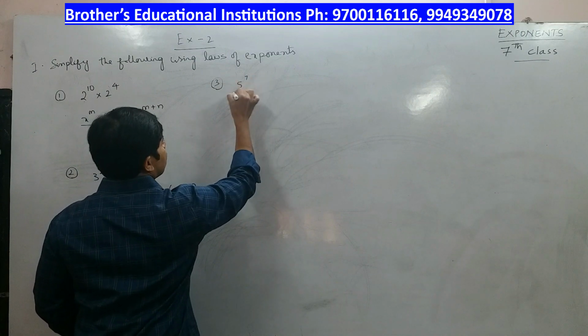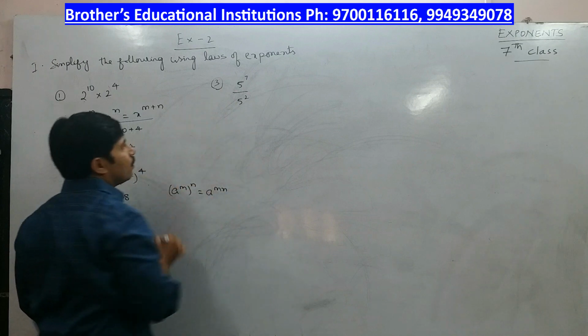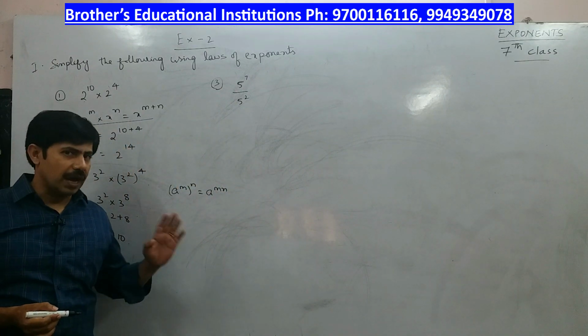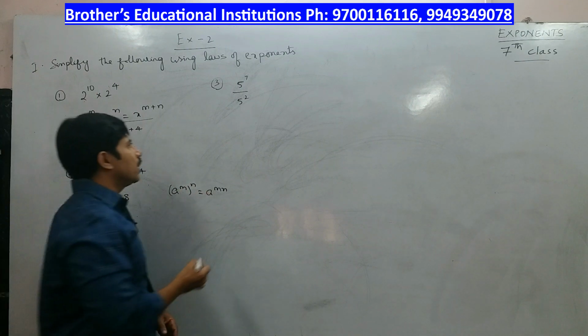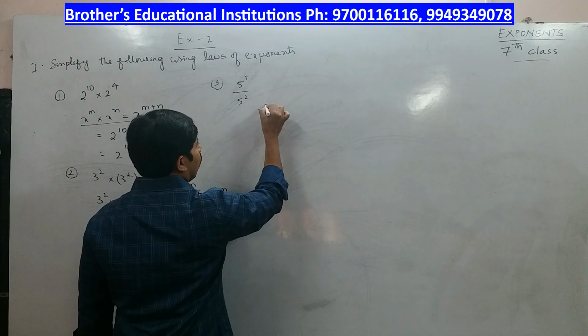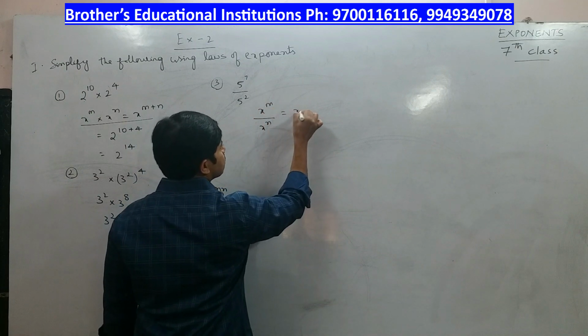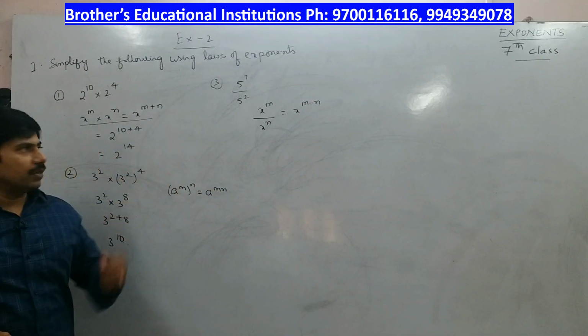5 power 7 by 5 power 2. So now here the bases are same but they are not in product. It is a ratio, or it is nothing but division. So here we compare this with the law, x to the power of m by x to the power of n is x to the power of m minus n. So we compare with this and we will do this.